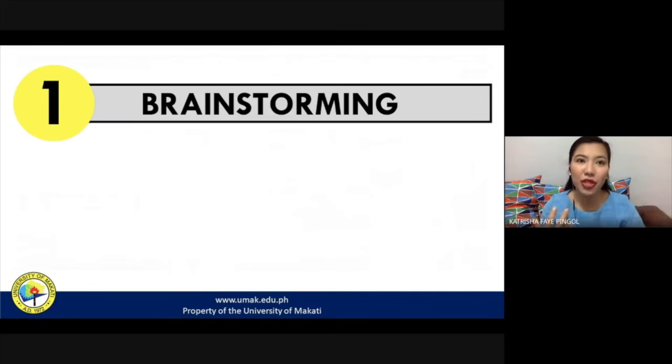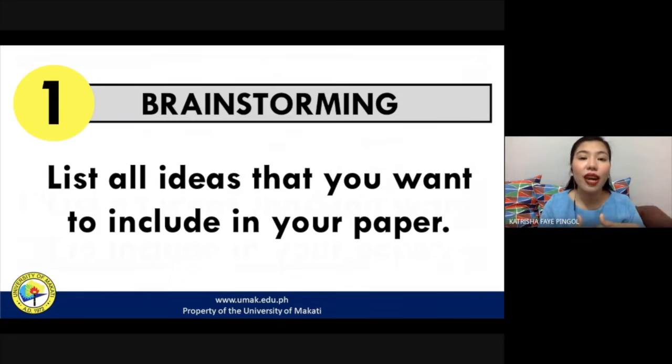Take, for example, you were just asked to write about the different problems that we are encountering in this new normal setup for education. So it's a topic that's basically new. Okay, so you have to brainstorm first. You have to use the first technique in selecting and organizing information. Okay, and by brainstorming, what are we going to do? The first thing that you have to do is just list down all the ideas that you want to include in your paper.